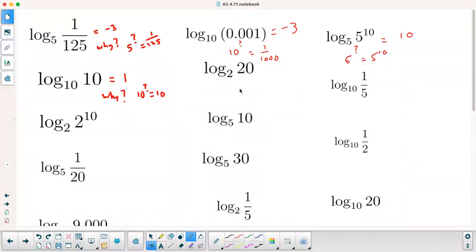This one here would be a little bit harder. So, 2 to what power equals 20? So you're going to have to kind of estimate that. It's probably going to be between 4 and 5, because 2 to the 4th is 16, 2 to the 5th is 32. But if you want to use the little trick that I showed you with the change of base, you can just change them to base 10 and type in your calculator log of 20 divided by log of 2. That'll give you an even more accurate answer. Log of 20 divided by log of 2, and we get 4.32.